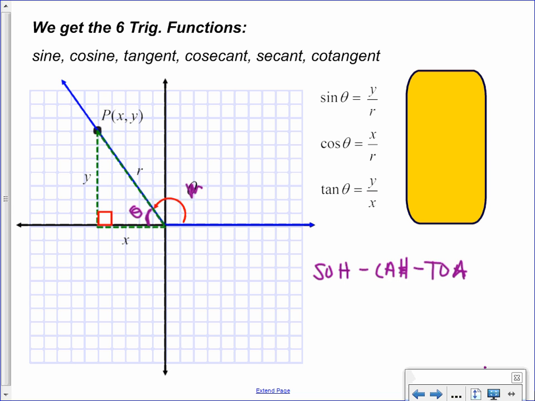Now, those three have a flip, the reciprocal of them. The reciprocal of them also have names. Some of the names are pretty easy to remember. For example, the reciprocal of tangent is cotangent. To do cotangent, you would just flip this. So it'd be the x over the y.